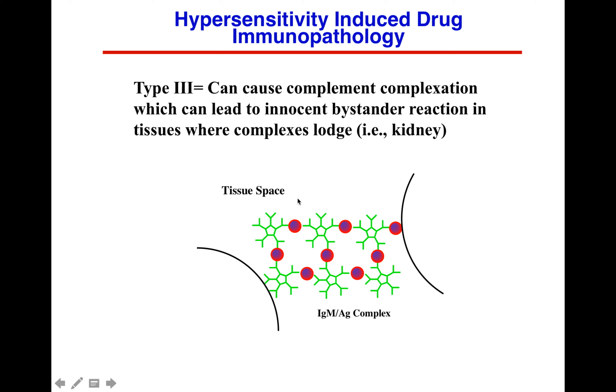Type 3 hypersensitivity reactions are caused by large, enormous complexes, for example with IgM, that can precipitate out or sit in tissue spaces. They then lead to activation of complement in those areas, and you get an innocent bystander reaction in tissues. This would be, for example, in the small blood vessels of the feet, or in the kidneys and the glomeruli. You can see this in the blood vessels of the kidneys.